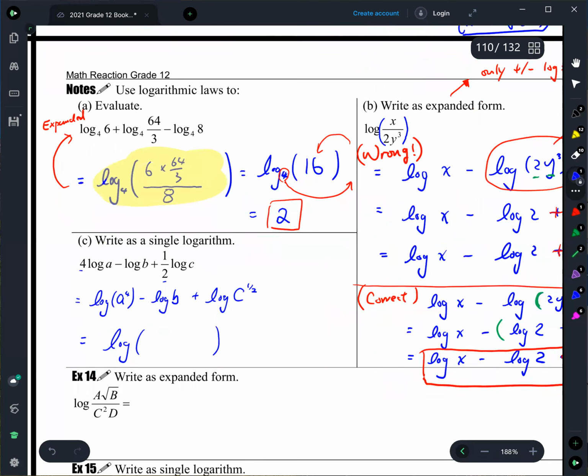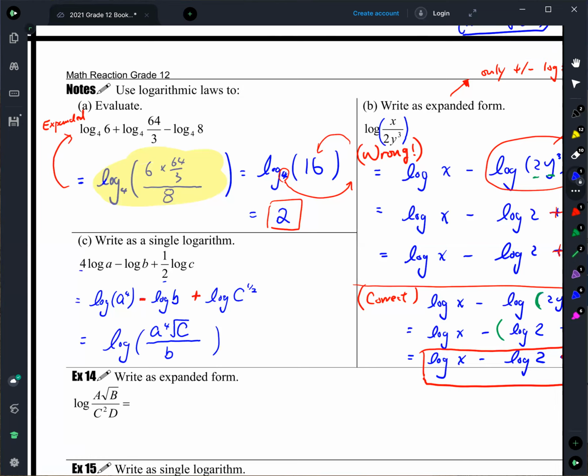And now if you see subtraction, that means you are dividing. This is adding, that means it becomes multiplying, when they go inside. So you just follow that. What you can do is just draw a fraction like that. A to the 4 on top, subtract means divide, so divide by B, you put B at the bottom. Adding means multiplying, so that should go to the top. So C to the half.